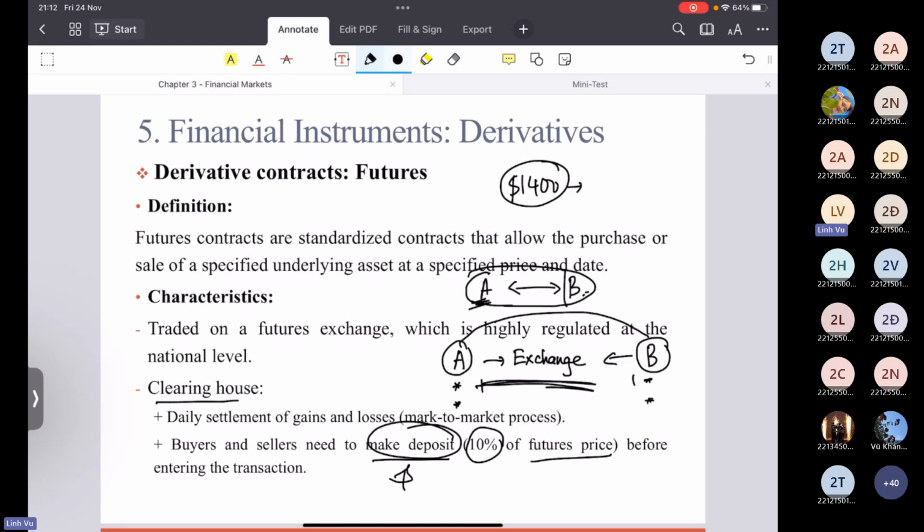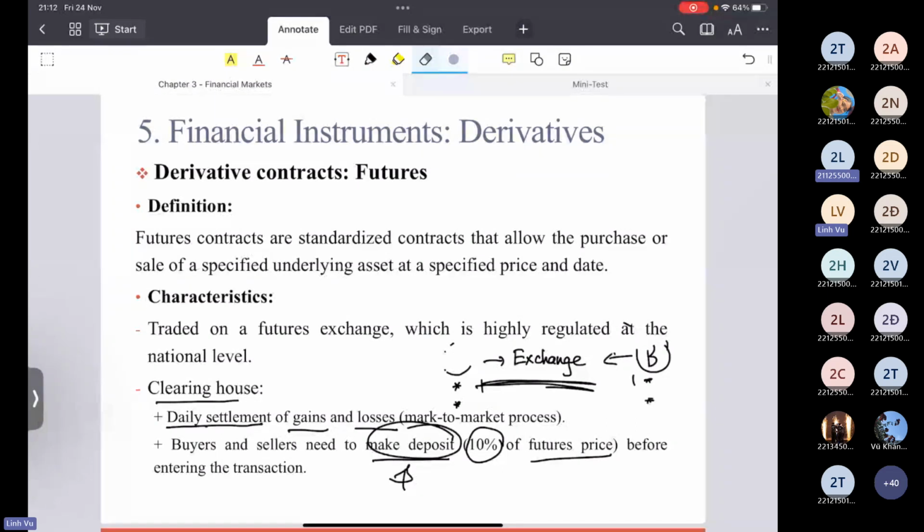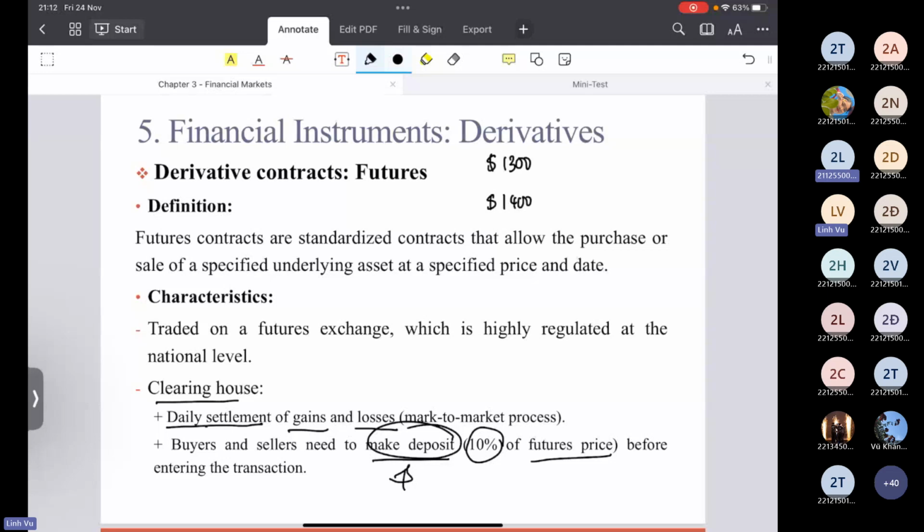And the clearinghouse and exchange here also have daily settlement of gains and loss for each party. So what does this mean? If you look at the forward contract, the exercise price is $1,300, and after 1 year, the market price is $1,400. So we will realize a gain and loss for each party A and B after 1 year. But the daily settlement in this case is that party A and party B will realize gain and loss after every day. Okay, after every day.